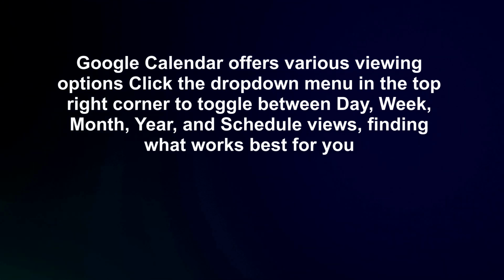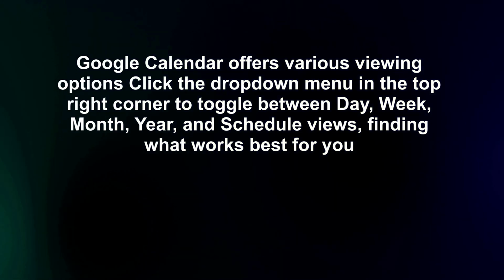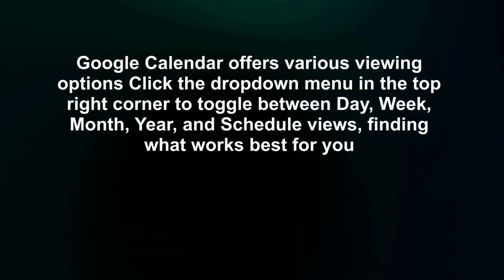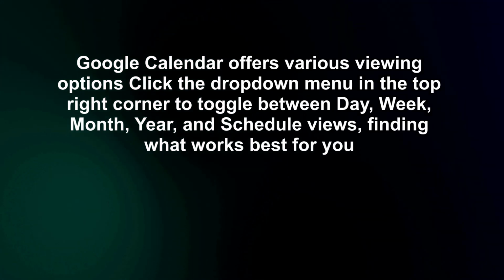Google Calendar offers various viewing options. Click the drop-down menu in the top right corner to toggle between day, week, month, year, and schedule views, finding what works best for you.